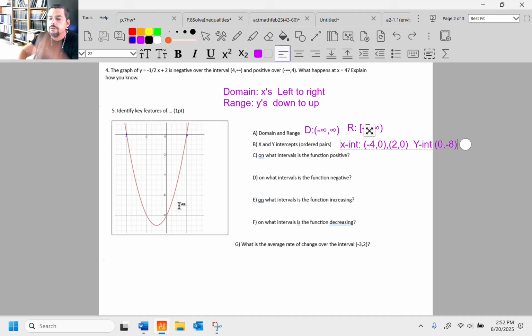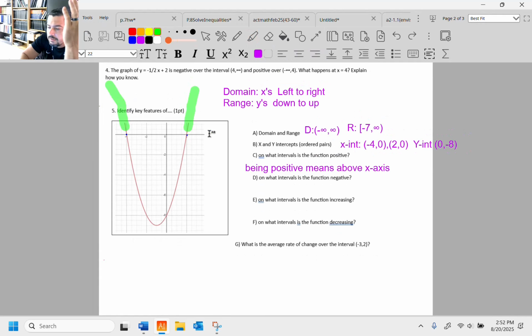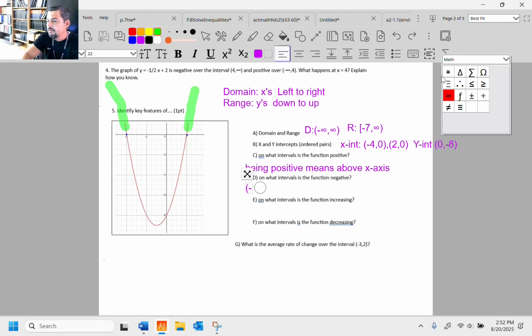Alright. On what intervals is the function positive? Now, do remember that being positive means above the x-axis. That's what it means to be positive. And that's happening here and forever as you move right, and here as you move left. So if we talk about the left interval first, which we should do, we are positive from -infinity all the way until we get really, really close to that x value of -4.